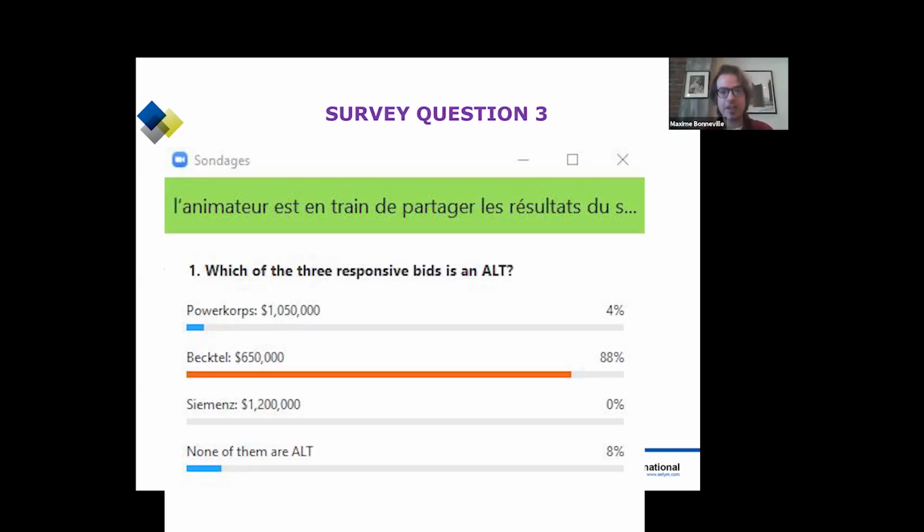Now we have the results. Well, it would appear most people have answered it correctly. Bechtel presented an abnormally low tender, 650,000 is under 800,000. The other one, Power Corps, is over your estimate, just slightly. Your estimate is 1 million. And Siemens is quite over, but that's irrelevant. So the correct answer was Bechtel.